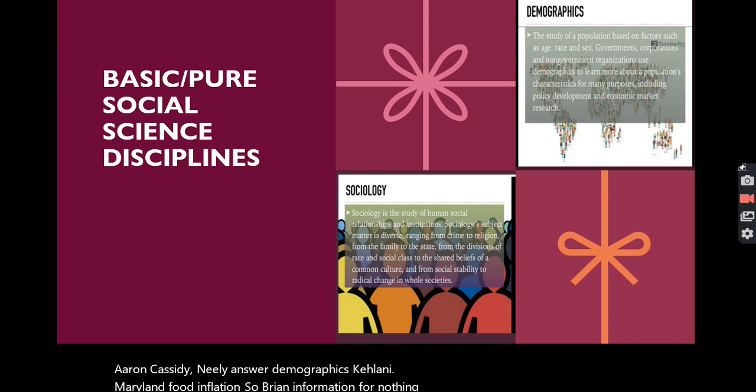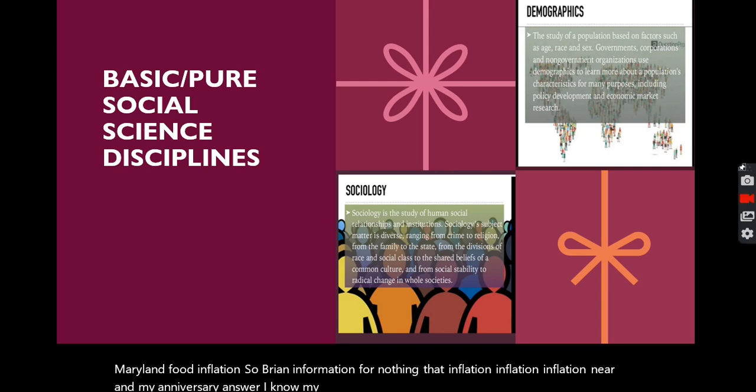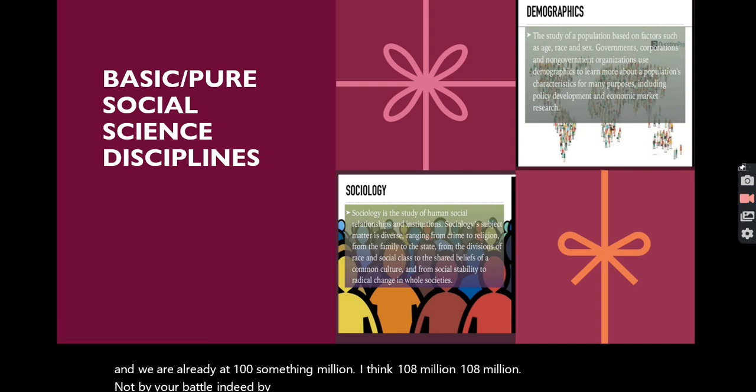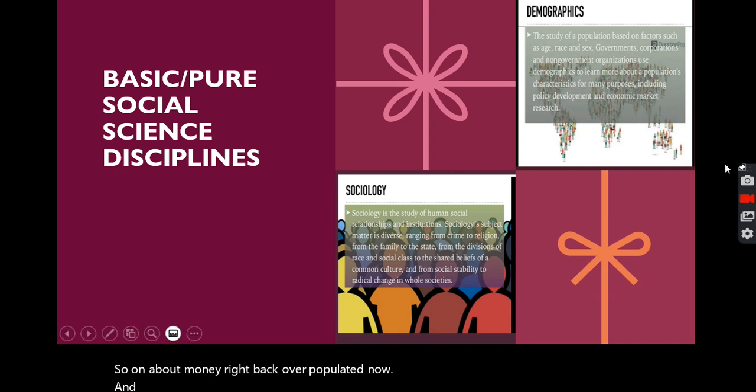When that inflation, pag ang inflation nangyari, may effect yan sa tao. Yung overpopulation din natin, we are already at 100 something million. I think 108 million na tayo. Pero hindi pa yun yung exact kasi may mga hindi nabibilang. So ano bang mangyayari pag overpopulated na ang tao? Okay? Ano bang magiging negative effect nun? Ano ba ang positive effect niya? But more likely, anong negative effect niya?